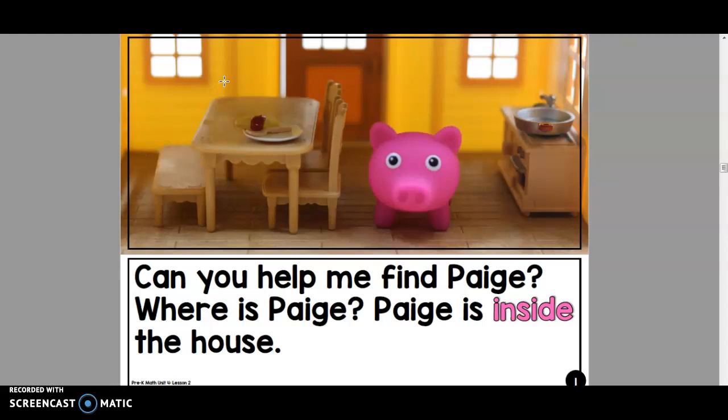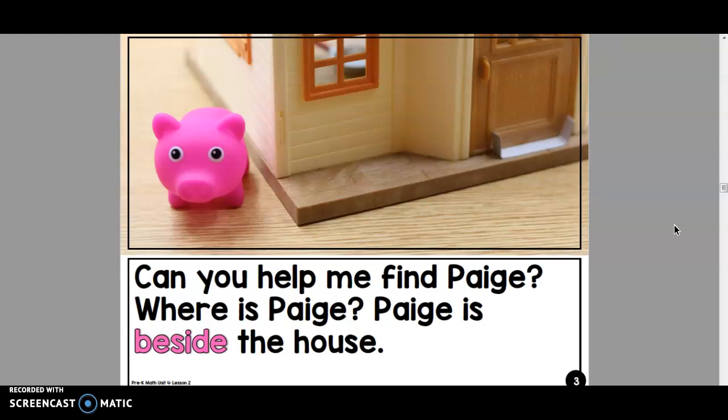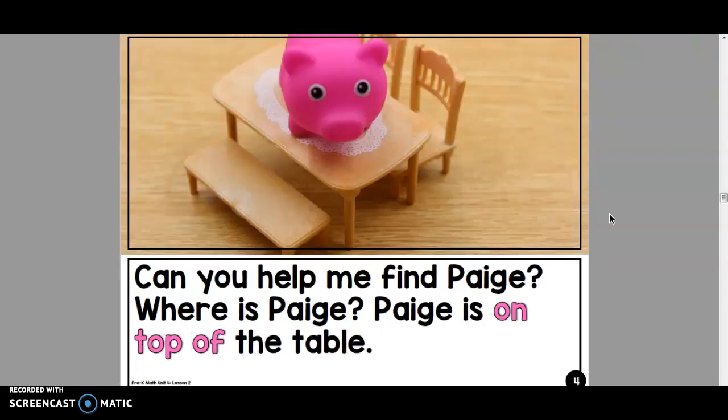See how she's inside the house? Can you help me find Paige? Where is Paige? Paige is outside the house. See, there's a house and she's outside. Can you help me find Paige? Where is Paige? Paige is beside the house. So see, she's beside. Here's a house and she's beside the house. Those are positional words. Beside is a positional word.